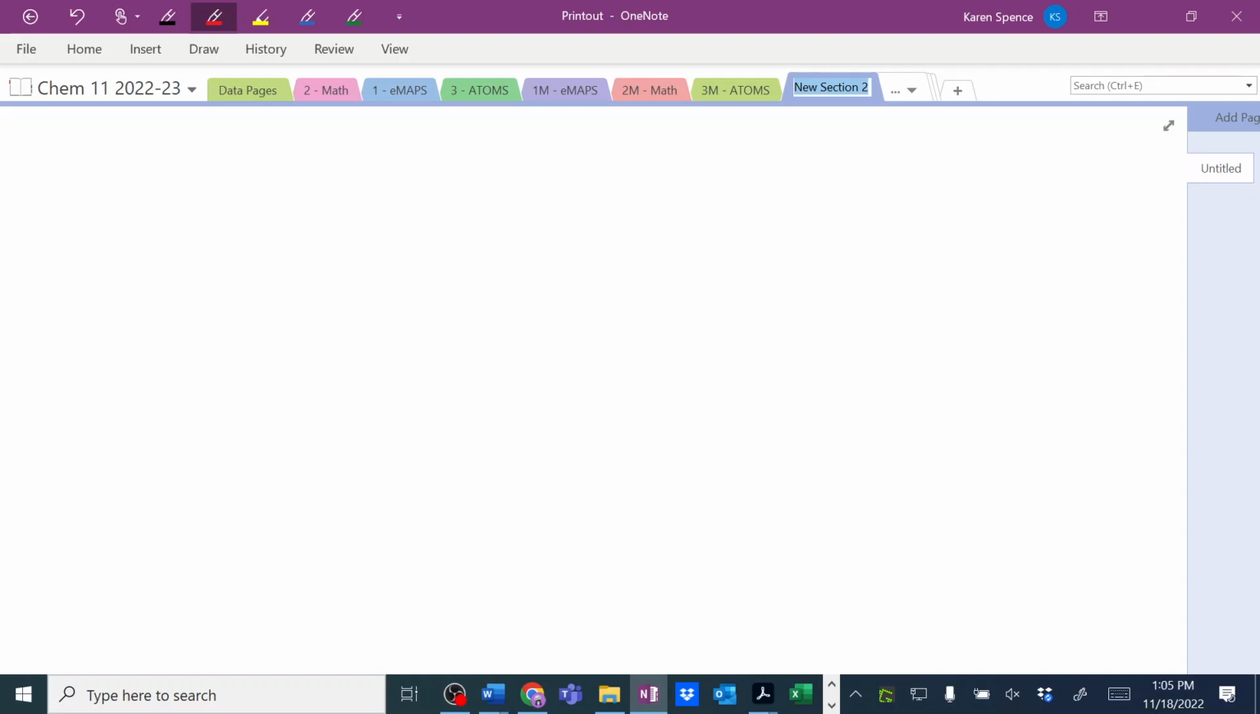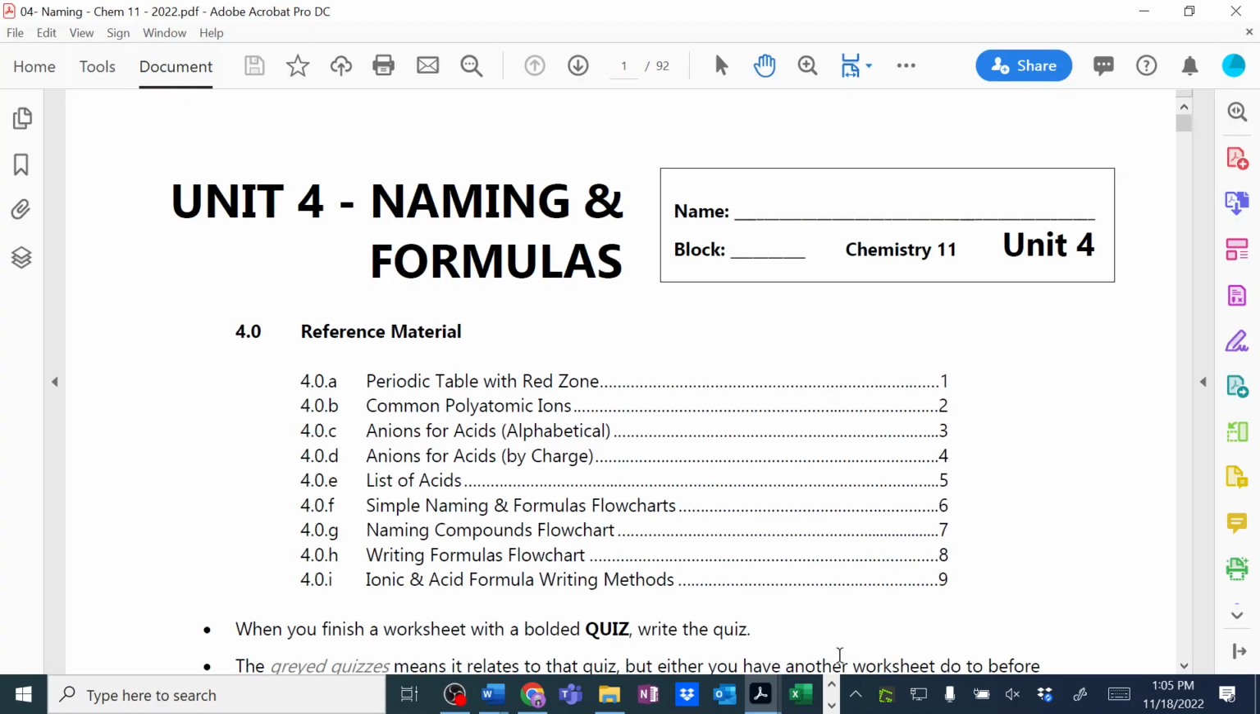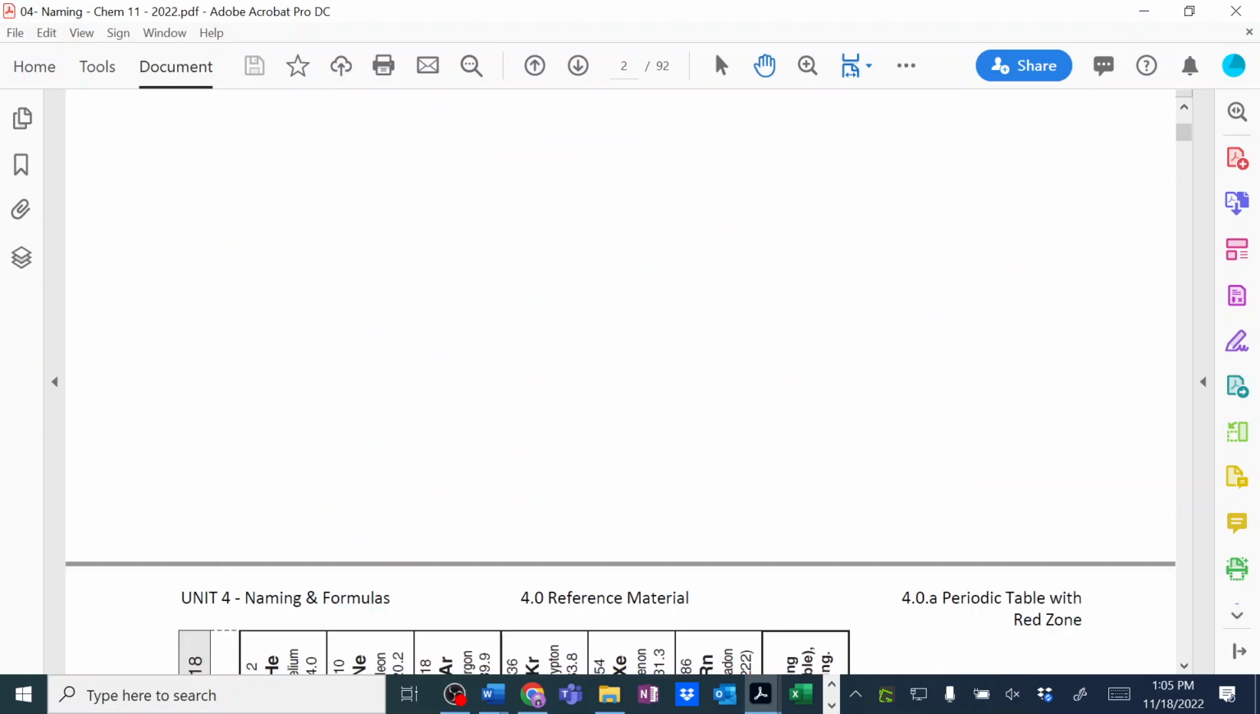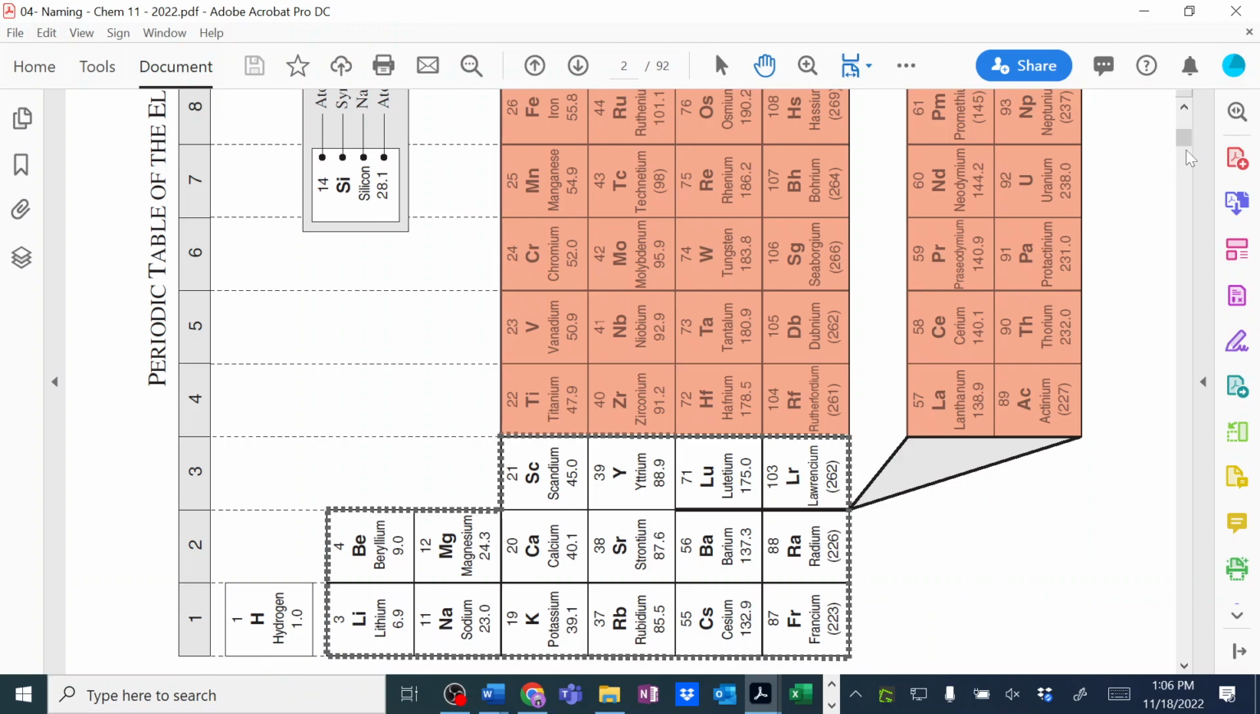Oh, okay. I'm going to close this and open it again and see if that helps. Actually, you know what? I should be able to write right on the PDF itself. So let's do that. Okay.